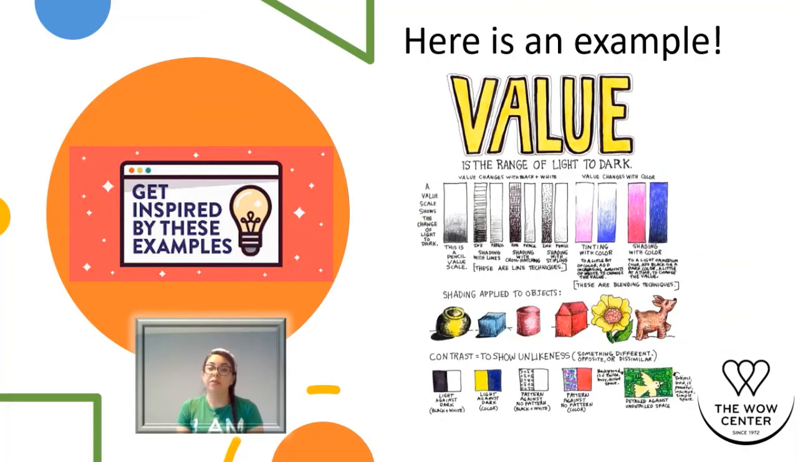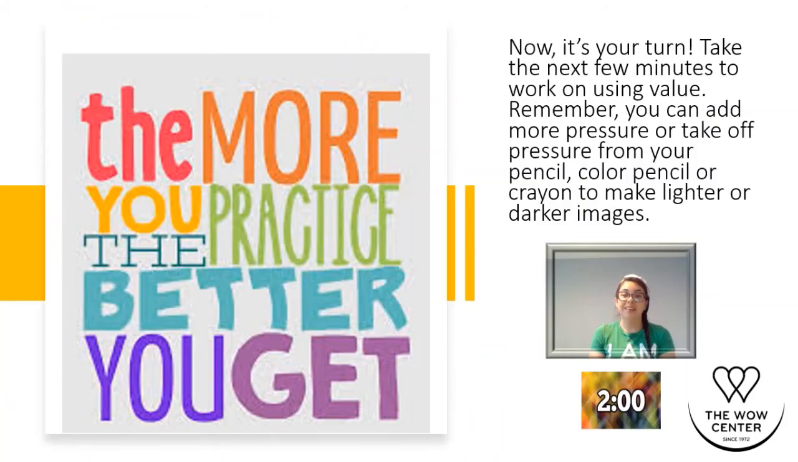Here's an example of value. So value is going to be the range of a color from light to dark. Now it's your turn. You're going to take the next few minutes to work on using value. Remember, you can add more pressure or take off pressure from your color pencil or crayon to make your image lighter or darker.